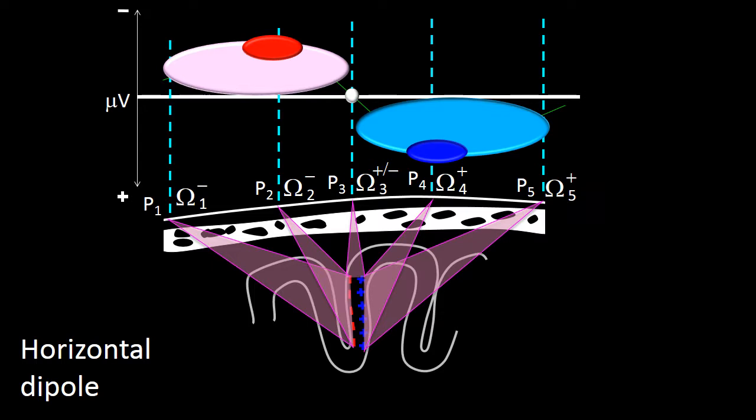In this case, the representation will include a negative and a positive field as depicted in this graph, since on one side it will look negative to the electrode 1 and 2. In the electrode 3, it will not register at all, and in the electrodes 4 and 5, it will look positive. I have tried to represent this above in the potential chart.